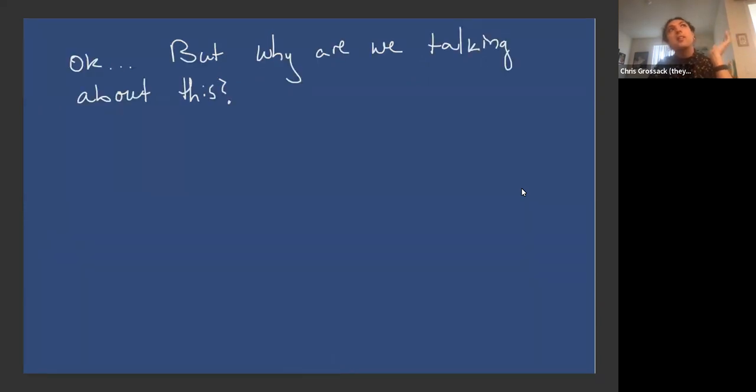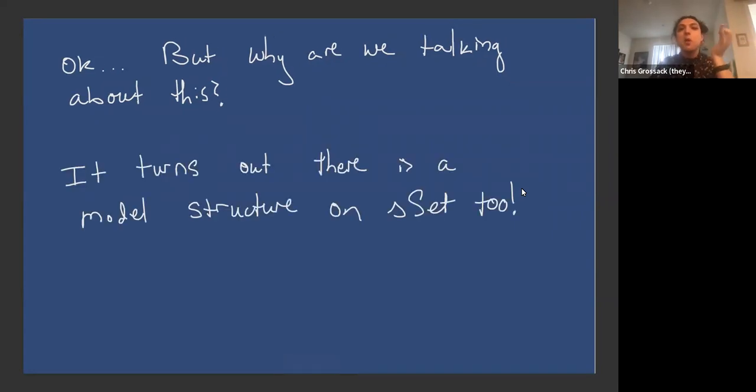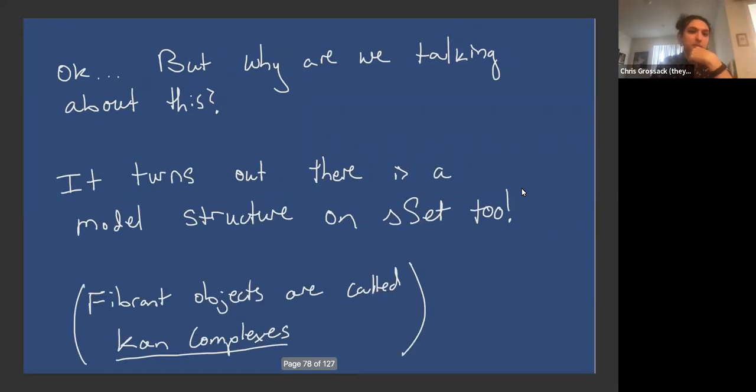Okay, but now again, why are we talking about simplicial sets? It turns out there's a model structure on S set as well. And this is going to come back later on in the talk. The fibrant objects are called Kan complexes, and every object is cofibrant. So if you've heard about these Kan complexes, this is one of the reasons to care: when we're doing homotopy type theory, we're going to interpret our types as Kan complexes.